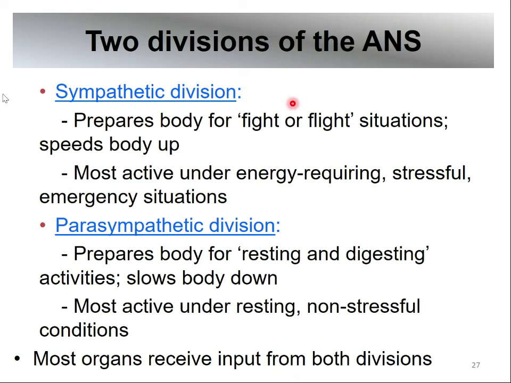And know the two divisions of the autonomic nervous system, the involuntary nervous system. We talked about sympathetic and parasympathetic. Sympathetic helps with the fight and flight response, getting the body prepared for action. Parasympathetic is the point where you can rest, you can digest, more of a relaxed state in the body.